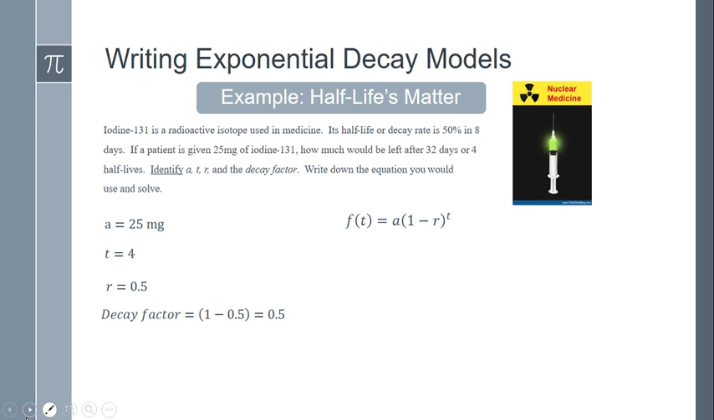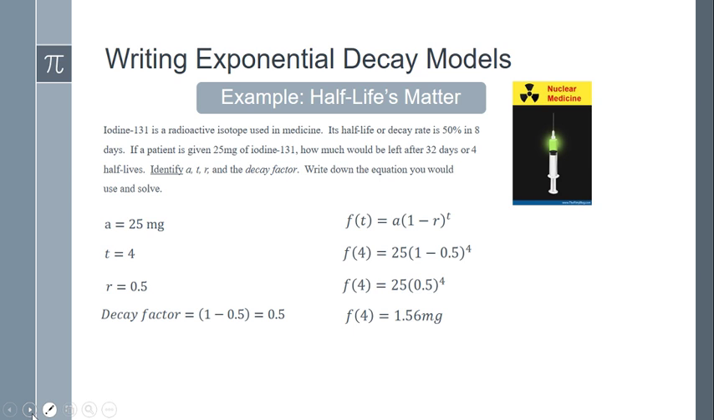So here's our exponential decay model. I'm going to plug in the values into the equation. So A was 25, and r was 0.5, and t was 4 for our 4 half-lives. Then I just solve this using order of operations. And we get that after 32 days, or 4 half-lives, this patient's going to still have about 1.56 milligrams of iodine-131 in his or her body. So we started out with 25 milligrams, and it decayed until after 32 days there's 1.56 remaining.